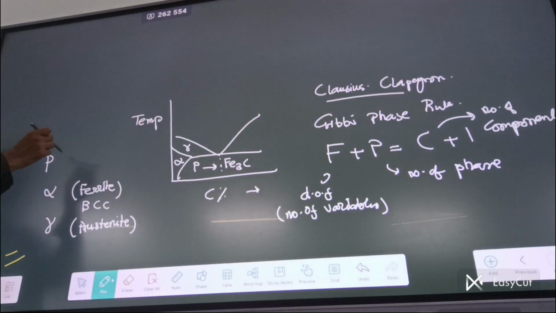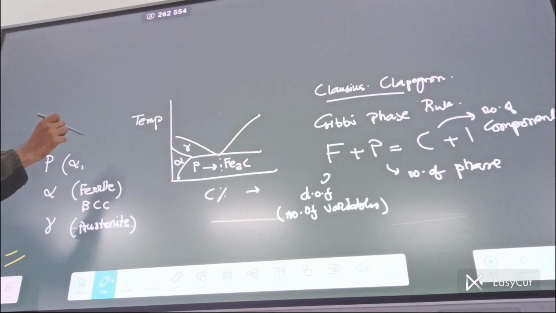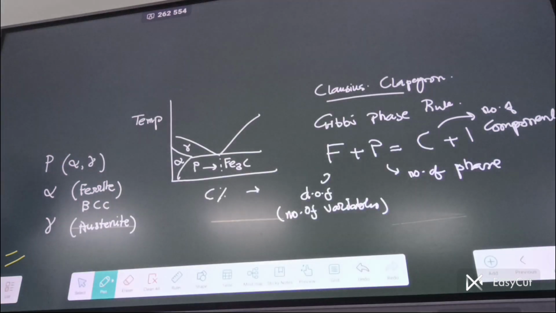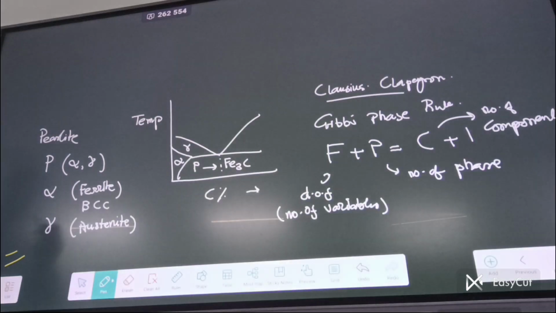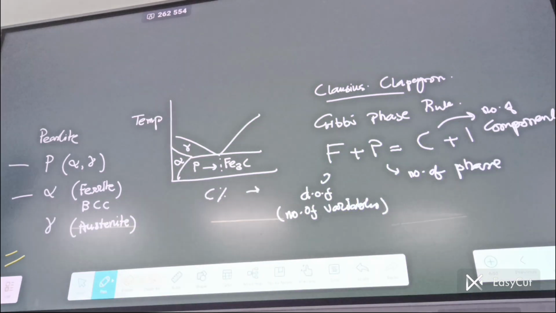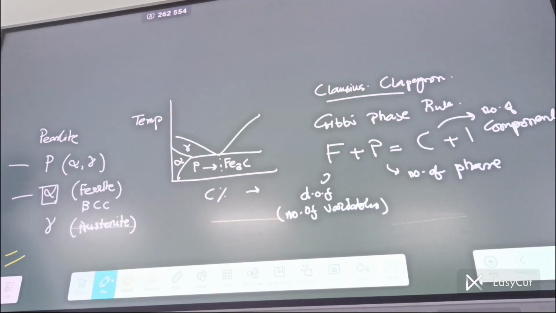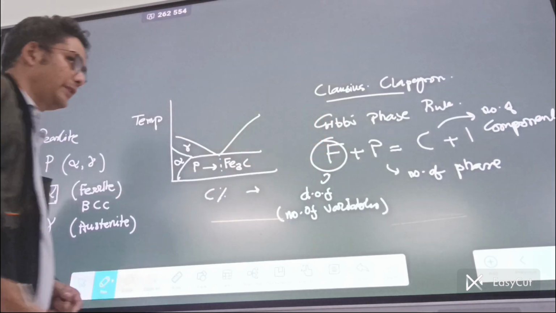It is where the austenite and the ferrite are in a fixed ratio. You have an alpha or gamma, you don't know the phase of it. Pearlite. Now, you will use the Gibbs phase rule in these two cases. Alpha. You will have alpha. For alpha, we will find out what is F. That is our primary objective.